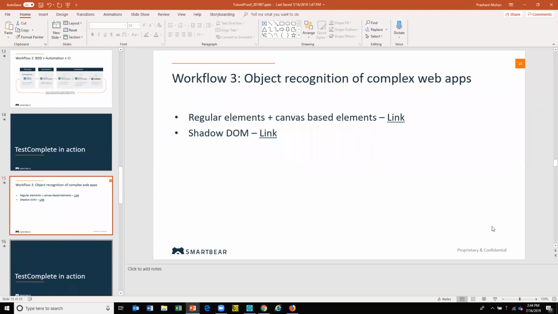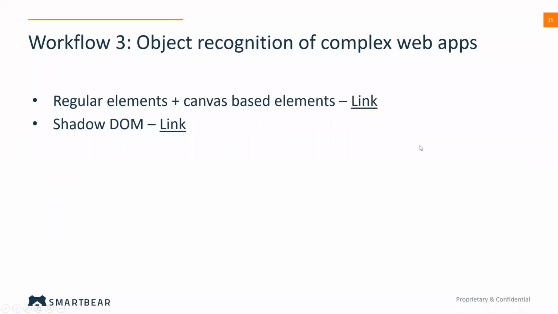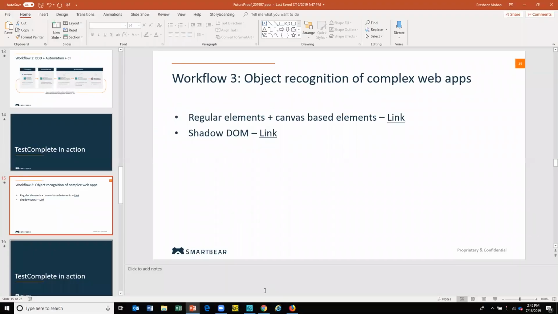So finally, the third aspect that I want to talk about is testing complex web applications. Some applications usually have a mix of regular HTML elements, and in this example, I want to show you canvas-based elements. Many modern HTML5 frameworks have canvas-based elements because it's just easier and prettier to look at. The problem there, unfortunately, is that there is no property associated with those canvas-based elements. So let's look at an example.